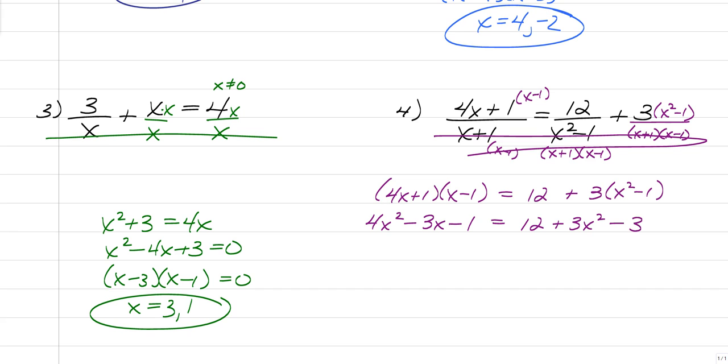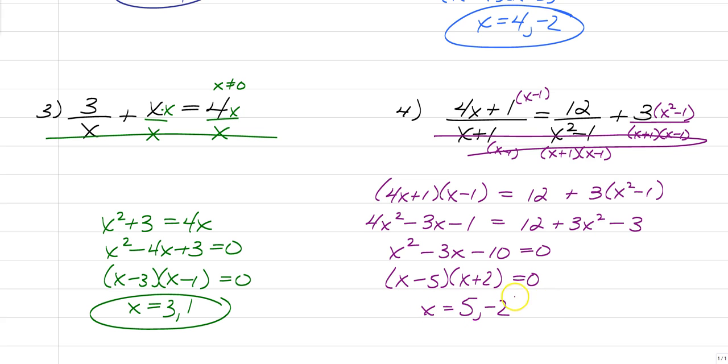Start getting everything over on one side. 4x squared minus 3x squared is x squared. And we have a negative 3x and a negative 1. Subtract 9 back over to this side and we have a negative 10. That's all equal to 0. X minus 5 times x plus 2 equals 0. So x is equal to 5 and a negative 2.